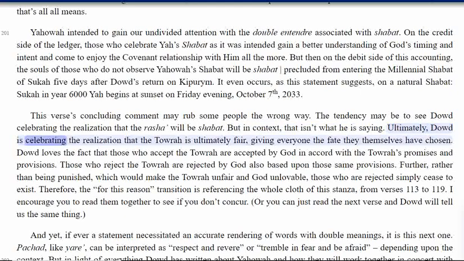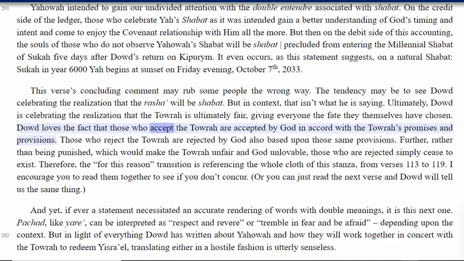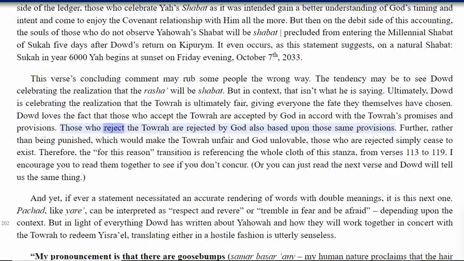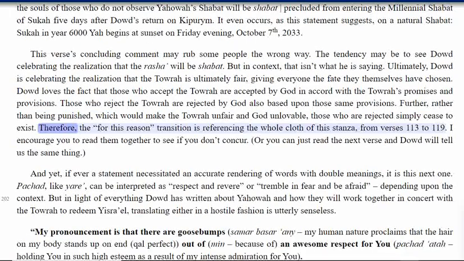Ultimately, Dowd is celebrating the realization that the Torah is ultimately fair, giving everyone the fate they themselves have chosen. Dowd loves the fact that those who accept the Torah are accepted by God in accord with the Torah's promises and provisions. Those who reject the Torah are rejected by God also based upon those same provisions. Further, rather than being punished, which would make the Torah unfair and God unlovable, those who are rejected simply cease to exist. Therefore, the "for this reason" transition is referencing the whole cloth of this stanza, from verses 113 to 119. I encourage you to read them together to see if you don't concur.